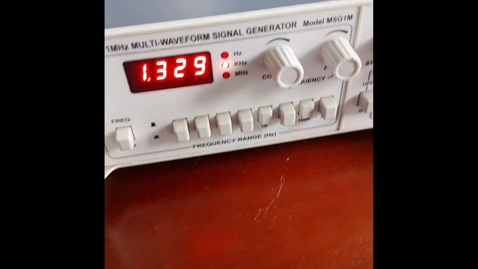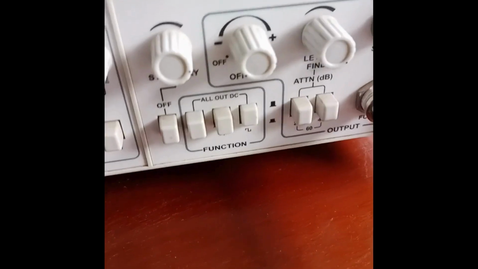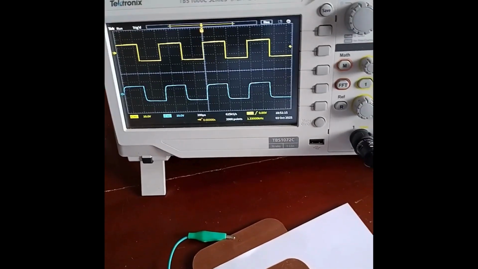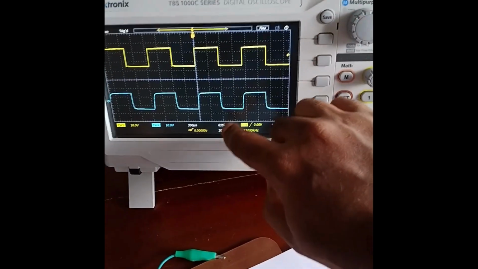We have given a 1.3 kilohertz AC signal. It's a square wave signal. So this is the square wave we have given. Then we will measure the output like this. Okay, so this is our input and this is our output.